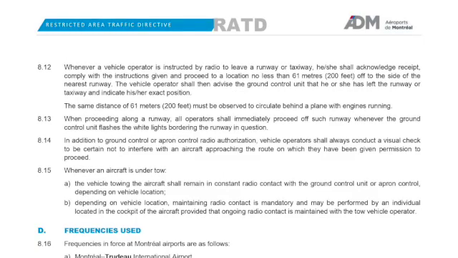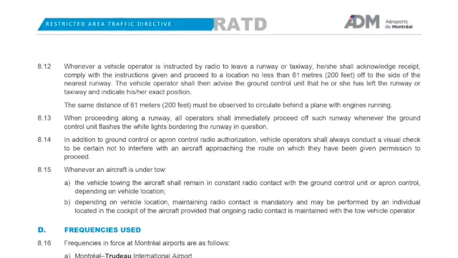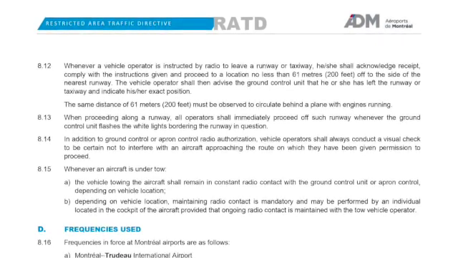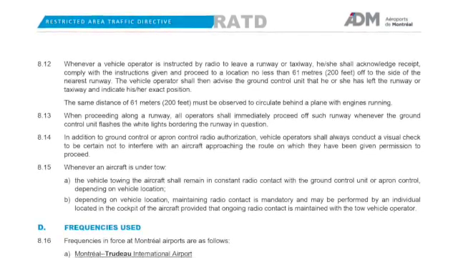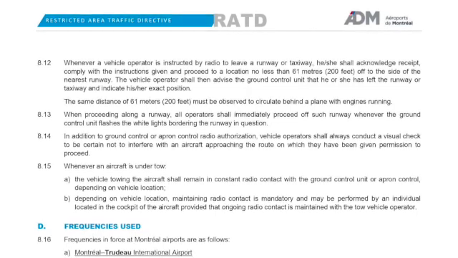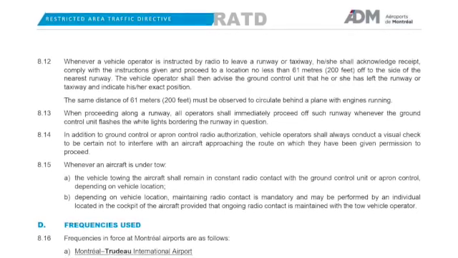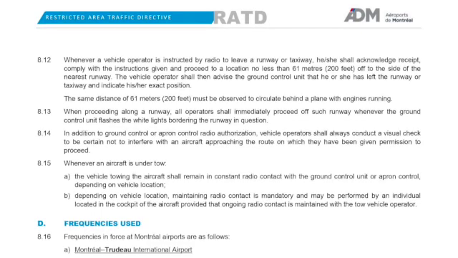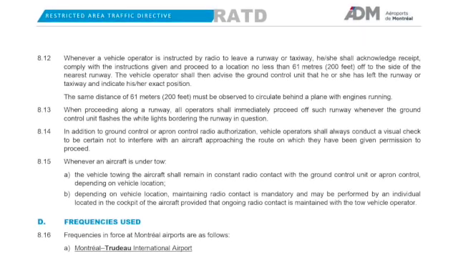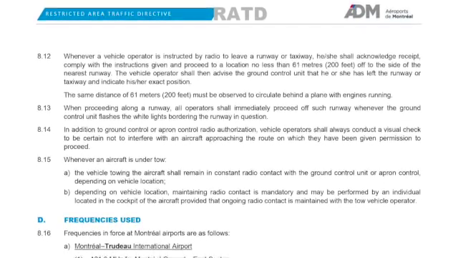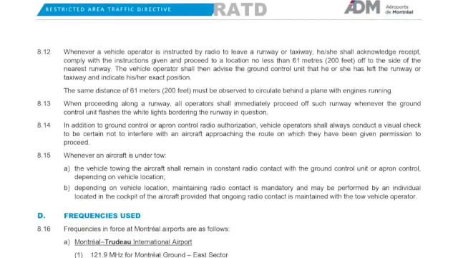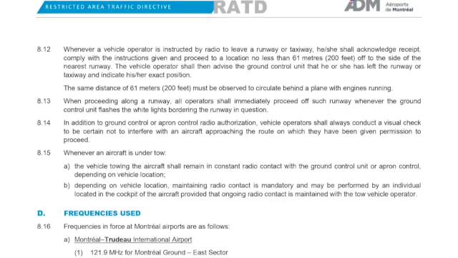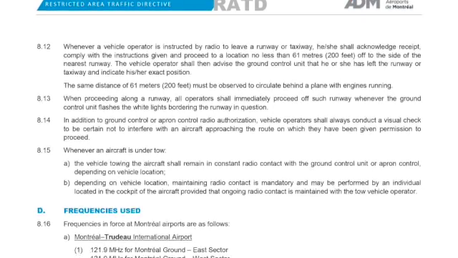12. Whenever a vehicle operator is instructed by radio to leave a runway or taxiway, he/she shall acknowledge receipt, comply with the instructions given and proceed to a location no less than 61 meters, 200 feet, off to the side of the nearest runway. The vehicle operator shall then advise the ground control unit that he or she has left the runway or taxiway and indicate his/her exact position. The same distance of 61 meters, 200 feet, must be observed to circulate behind a plane with engines running.